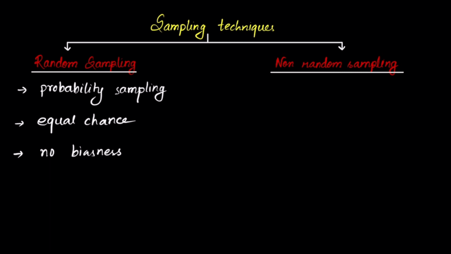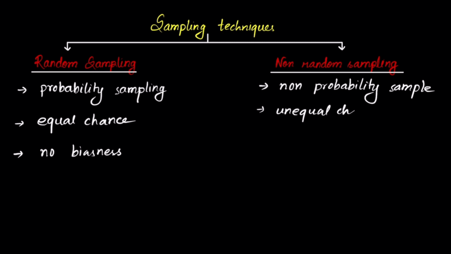However, in case of non-random sampling, since the individuals are not randomly selected, a few individuals have a higher probability of getting selected as compared to other individuals. That's why it's also called non-probability sampling. And since the probability is not the same for all to get selected, there is also no equal chance. So basically, there's an unequal chance of selection for all. And finally, since favoritism exists, bias exists as well.